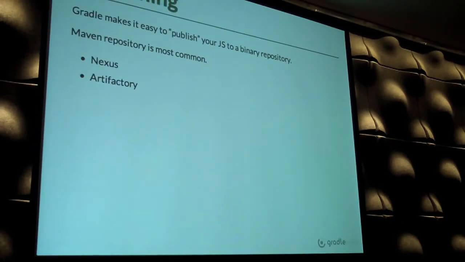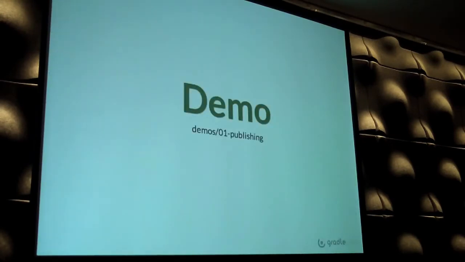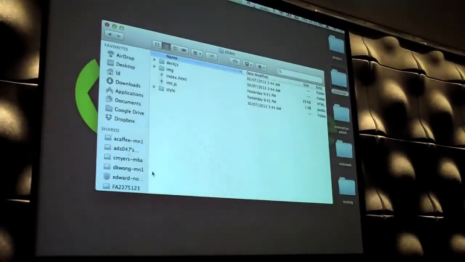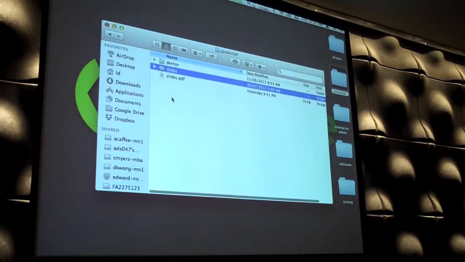The first thing we're going to look at is how we can use Gradle to publish JavaScript to JVM-based sharing infrastructure. So we're going to use Gradle to publish some JavaScript up to what is effectively our Artifactory or Nexus repository. It turns out to be quite simple.